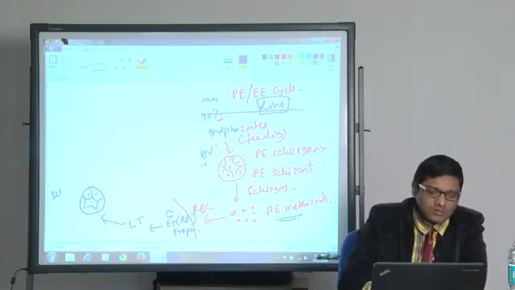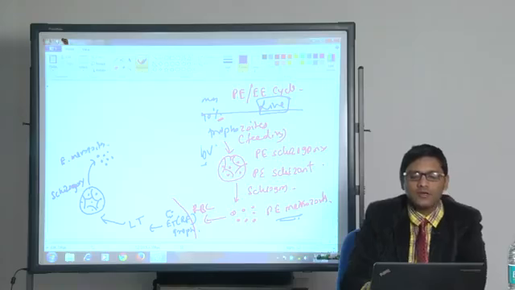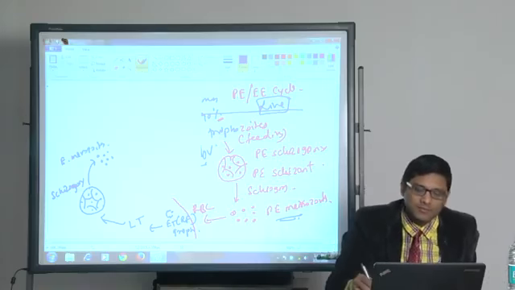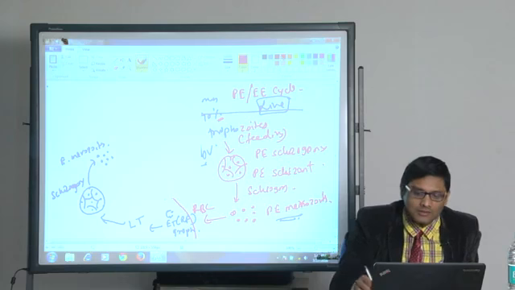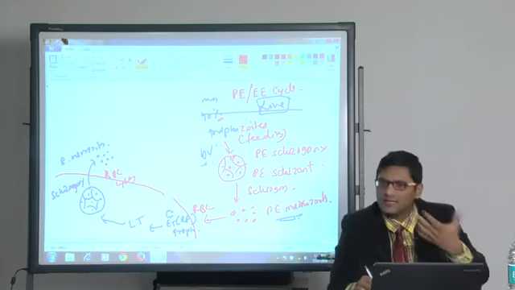Schizont undergoes schizogony. Schizogony releases the erythrocytic merozoites. Once they are released, how are they released? By the bursting of the RBC. When the schizont is released, it will burst the RBC. The RBC will be lysed, so that erythrocytic merozoites will be released out.